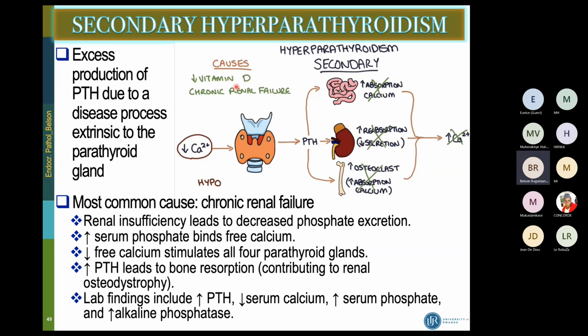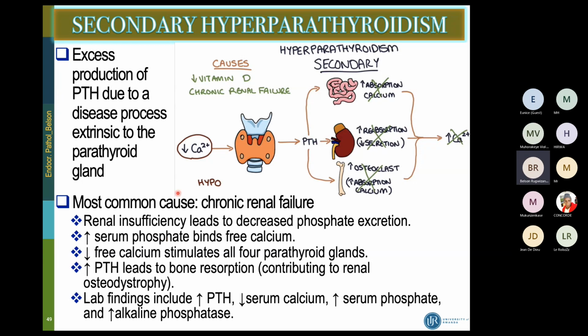And when there is decreased phosphate excretion, it means, because there is always a kind of balance between the calcium and the phosphate, if phosphate becomes highly concentrated in the blood, calcium will decrease. This is because the increase in serum phosphate will bind the free calcium. Usually what they analyze is the free calcium.